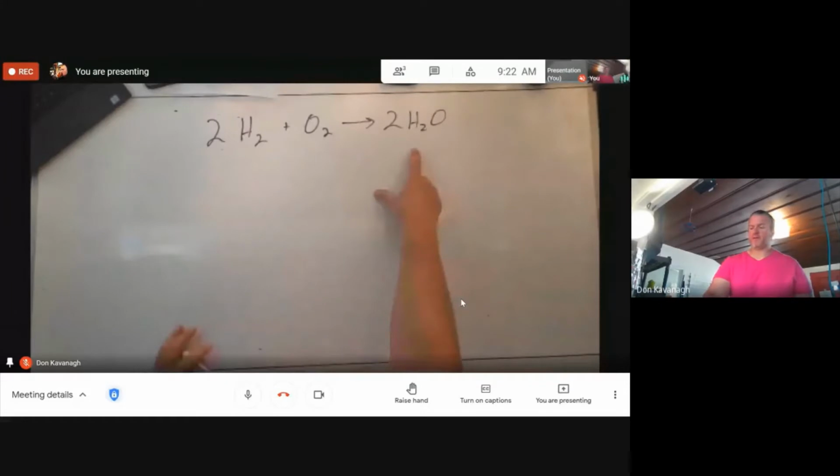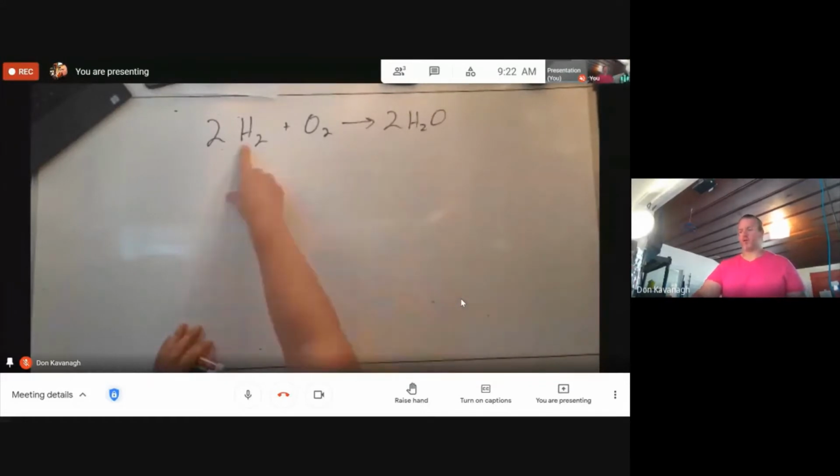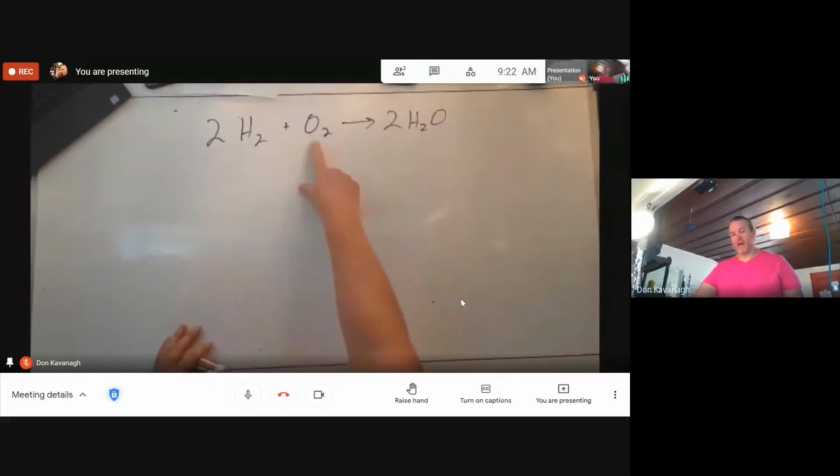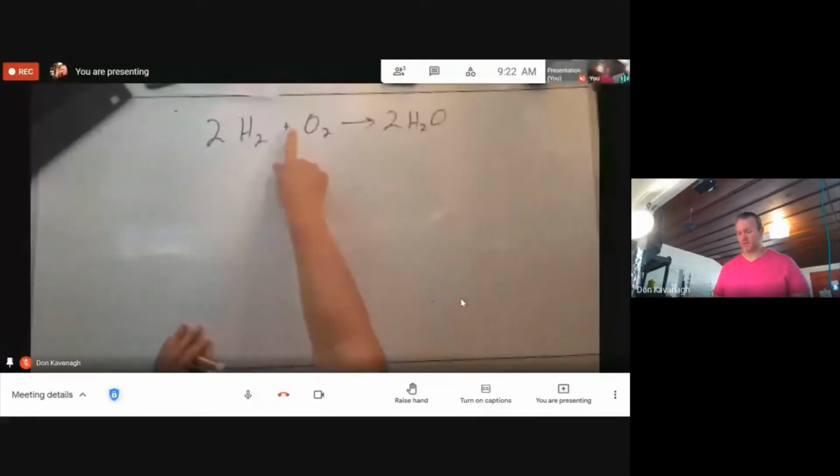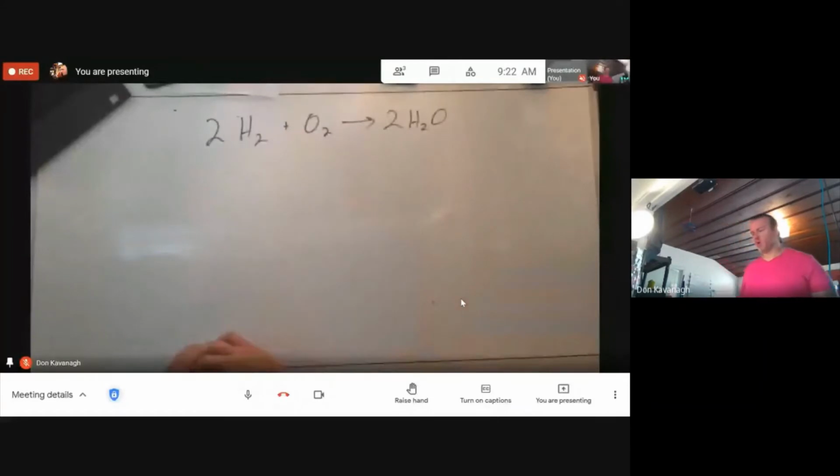Consider this balanced chemical reaction here. We have H2, hydrogen gas, combining with O2, oxygen gas, reacts to produce water, H2O. And this is already a balanced chemical reaction with a 2-to-1 ratio for the reactants to produce 2 equivalents of water here.